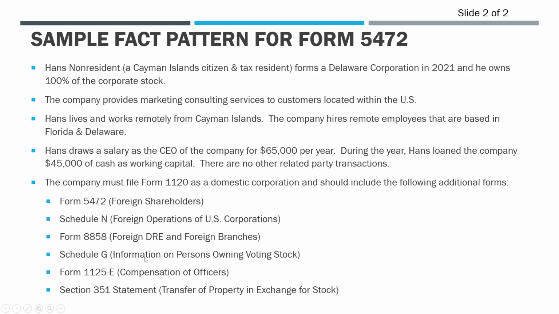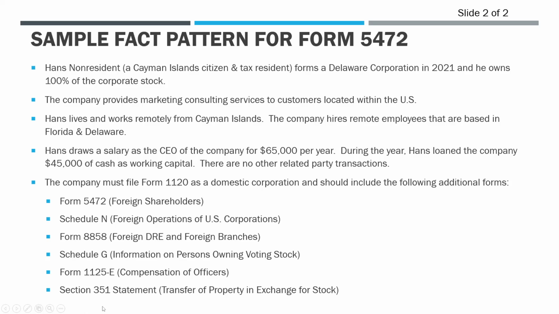Schedule G is going to be required because of the stock ownership requirements. So Schedule G, if you have individuals, so natural persons as shareholders or other companies that own a certain percentage or more of the stock, they should be separately stated on a Schedule G. So we'll skim over that. And then Form 1125-E, where we disclose compensation of officers in cases where the corporation has greater than $500,000 in gross receipts. And so in our fact pattern, we are going to be in that category, and so we're going to need the 1125-E.